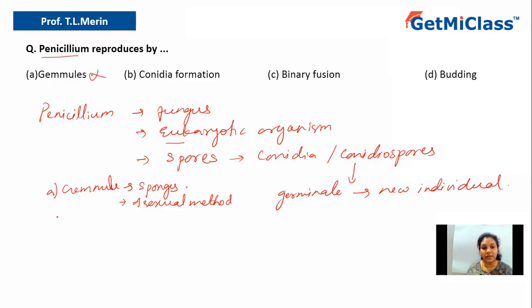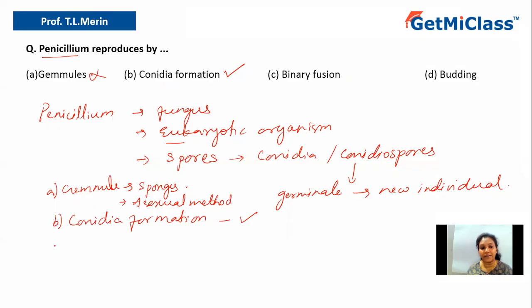Option B says conidia formation. So what is conidia formation? I have already described it, which occurs in penicillium. So conidia formation, is it the right answer? Yes, it is. Conidia formation occurs in penicillium as I have already described. So option B should be the right answer, but let us look at option C.